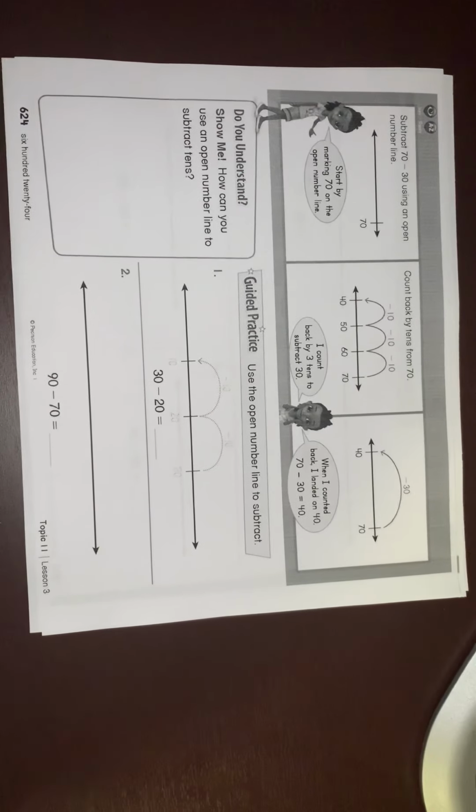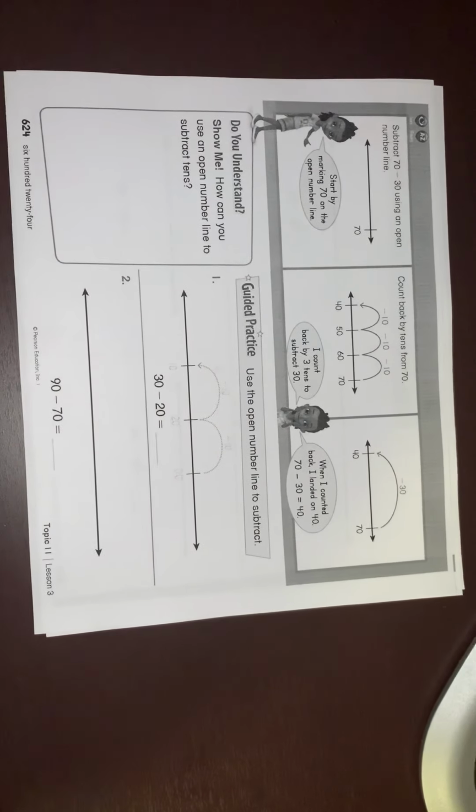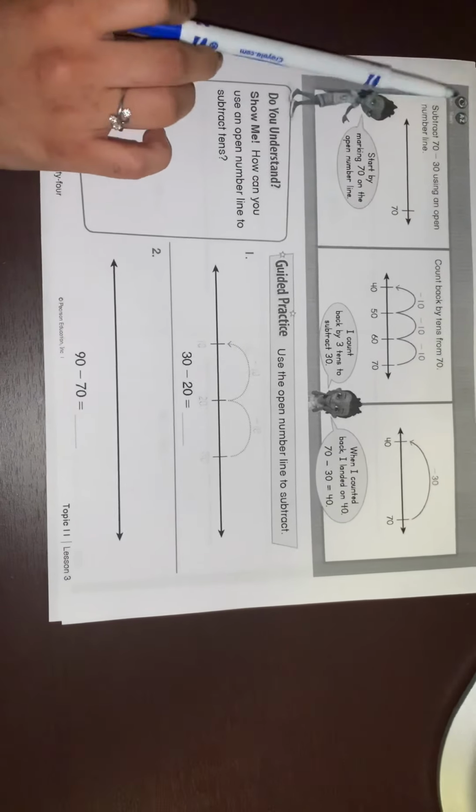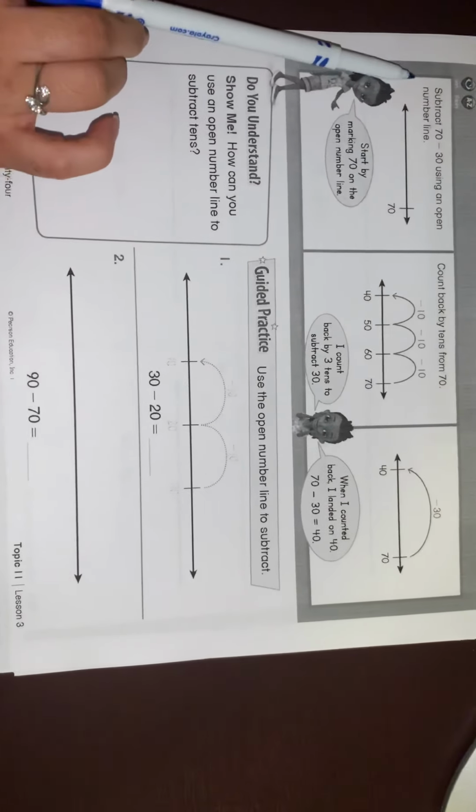Okay, welcome to lesson 11.3, subtracting tens using an open number line. Remember, an open number line is a number line that has no numbers, so you can count back in a much shorter amount of time instead of counting every number out. So, for example, subtract 70 minus 30 using an open number line.